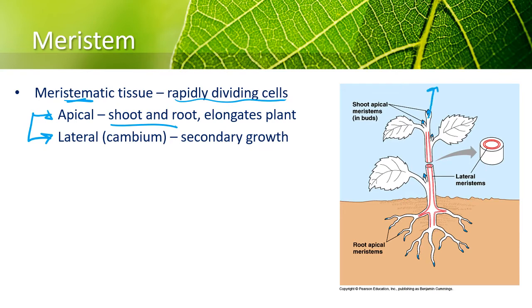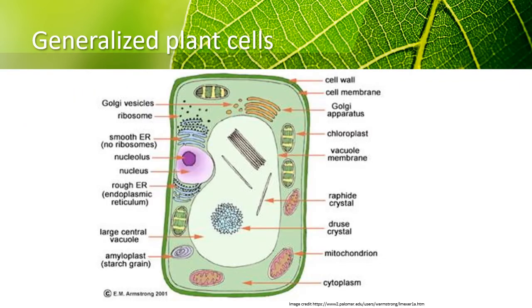So when the plant grows up, it's because of the apical meristem here. When the roots grow down, it's the apical meristem in the root. And then we also have lateral or cambium, secondary growth, where it's causing the stem to get wider, thicker. Good. All right. Generalized plant cells.